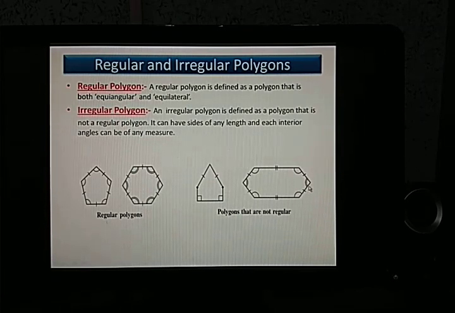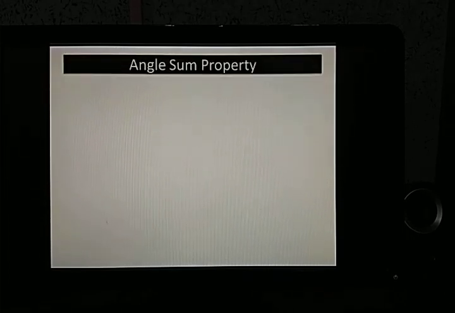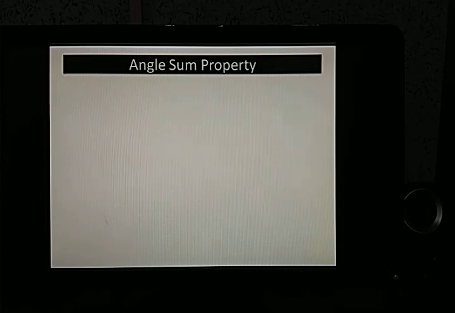So unless and until we measure the interior angles, also the sides, we cannot directly say that a pentagon and hexagon is a regular polygon. But we have to measure it. Only then we can come to the conclusion that it is a regular or it is an irregular polygon. Clear? Now moving on. Angle sum property. We have already learned the angle sum property in the case of a triangle. Now there is also another angle sum property in the case of quadrilateral.